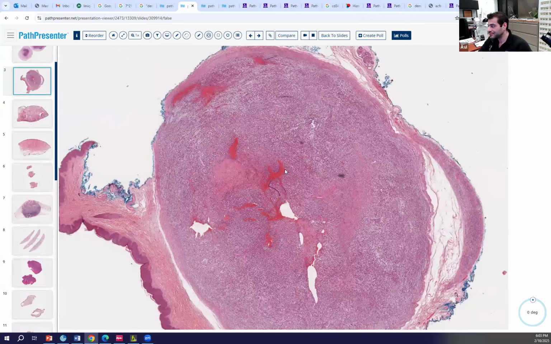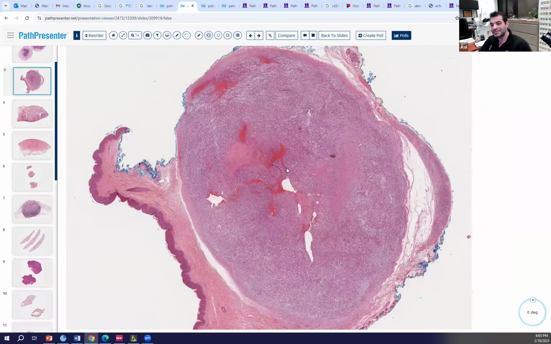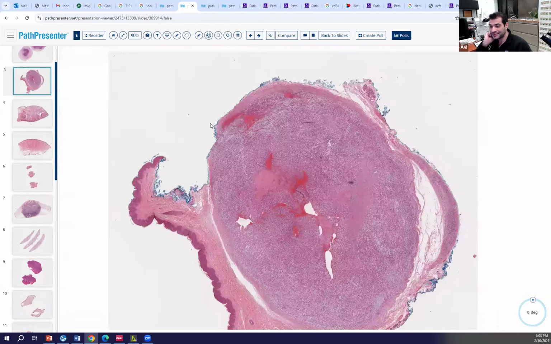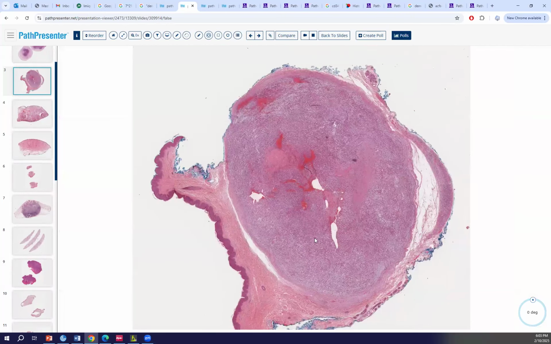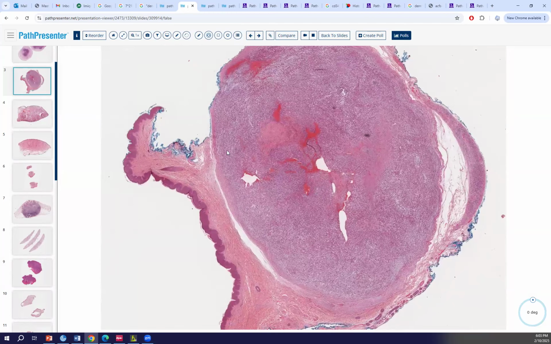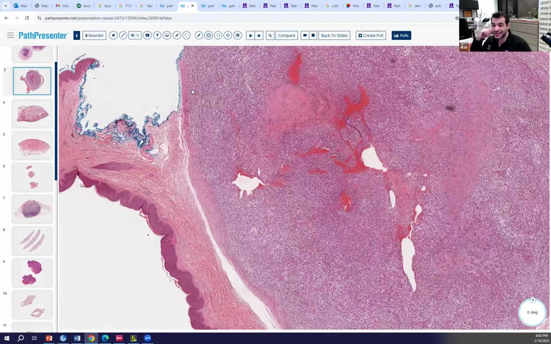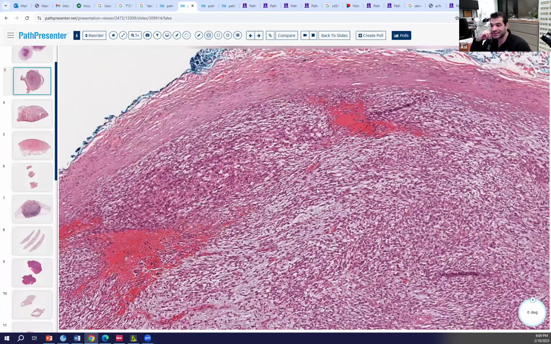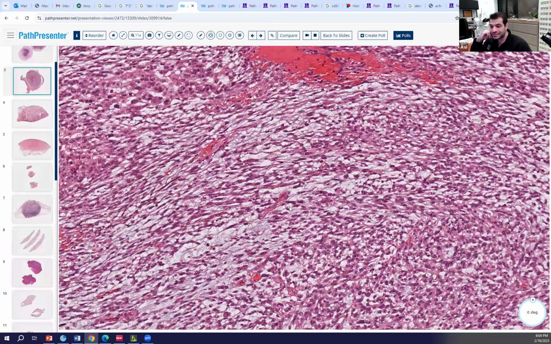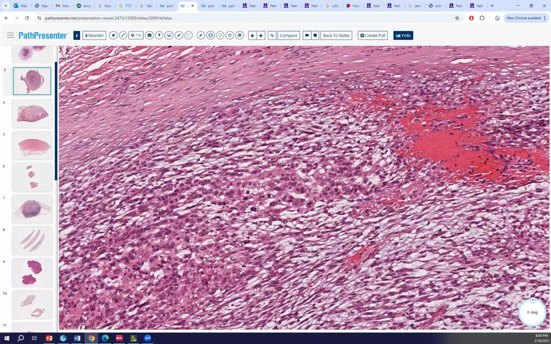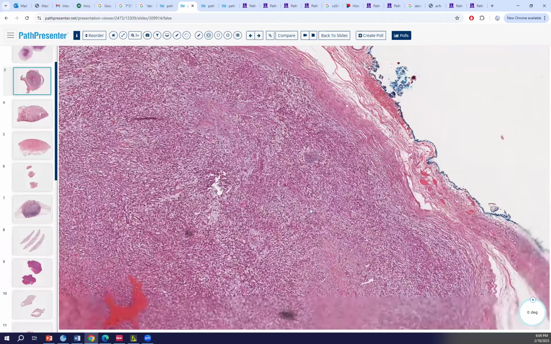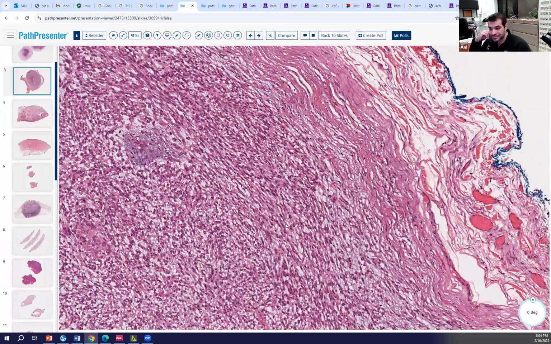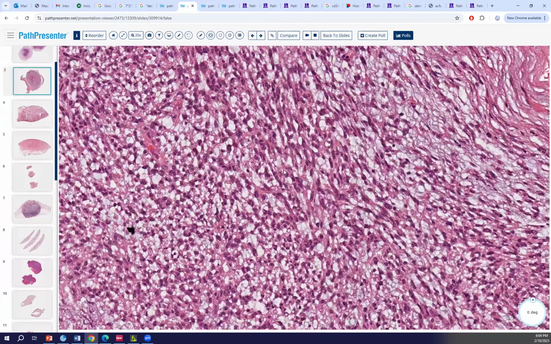What about this one? Circumscription? Well circumscribed. Capsule? Is this an encapsulated neuroma? Well, it is encapsulated. What do the cells look like? Spindle or epithelioid? More epithelioid than spindled. Epithelioid.